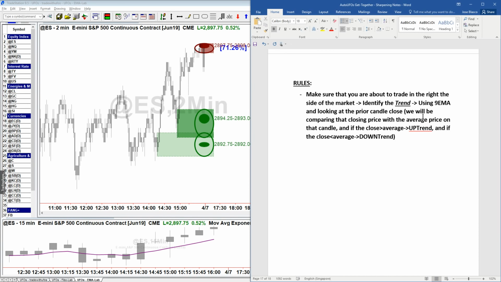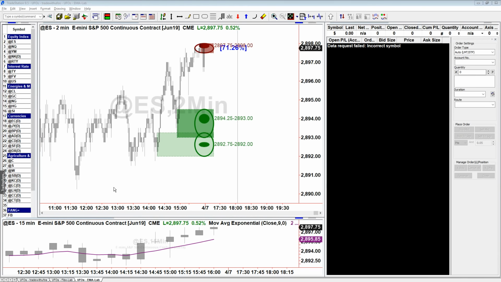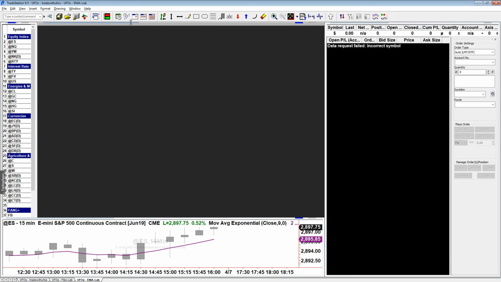So you put yourself on the chart, you haven't even looked at the chart above. Okay, so let's pretend the chart is not even there. Just by looking at the chart below, you are looking at the prior close being above the average, and what are you thinking? Okay, let's look for green UFOs. That's it. You don't even care about the red UFOs. You are only looking for green UFOs.